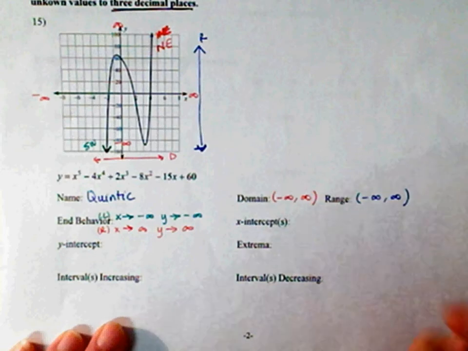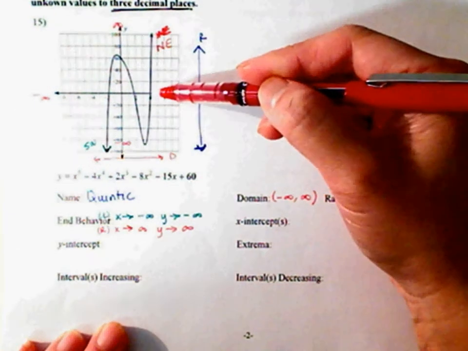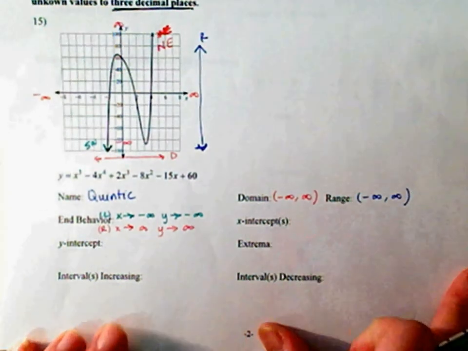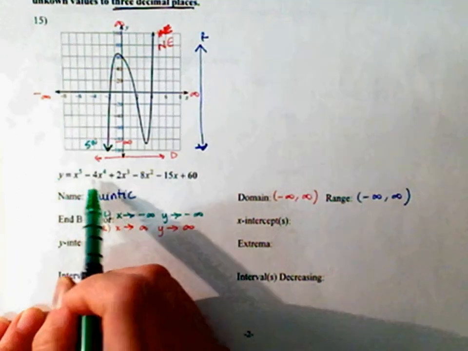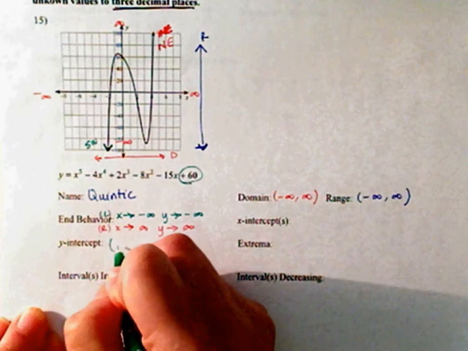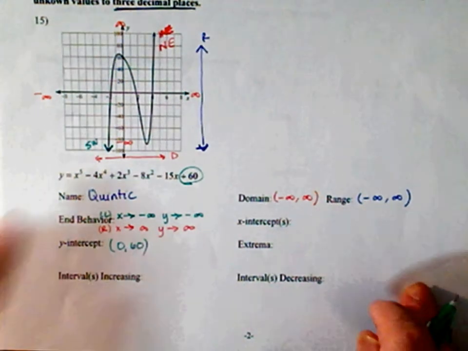X-intercept, you could tell some of these. I can tell this one, but I don't know the other two, okay? So we'll come back to that. Y-intercept, if it is in standard form, it will always be your constant. So your y-intercept is (0, 60). Take a look at your graph. See how it matches up?